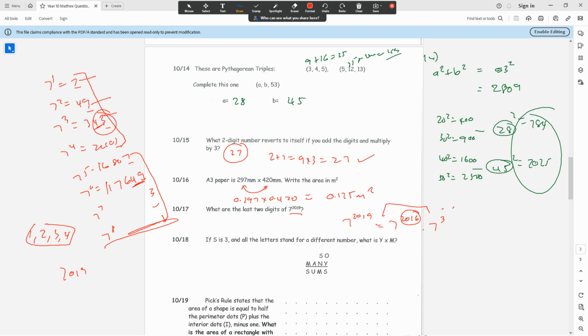Do you think the answer would be, for question number 17, 43 maybe? Or do you think it would be something else? The last two digits of 7 to the power of 2019. What will that be? All right, last one. So 43. Okay, we'll stick with 43.